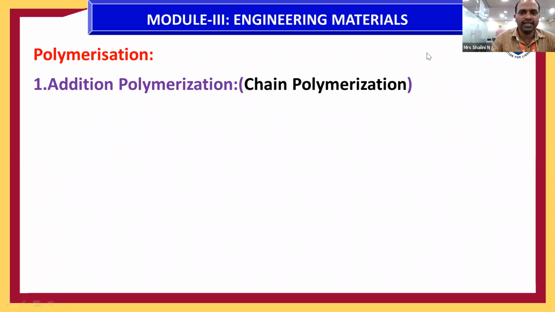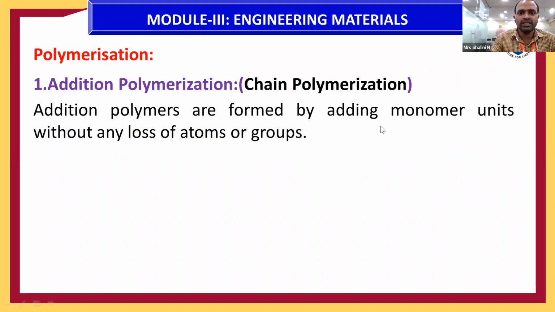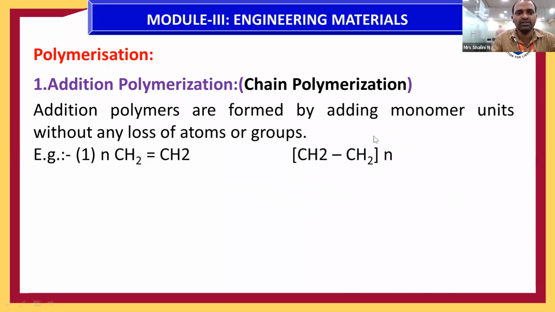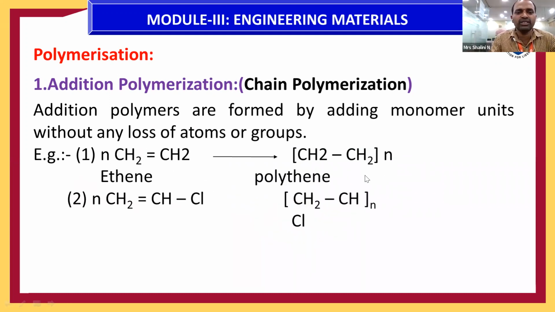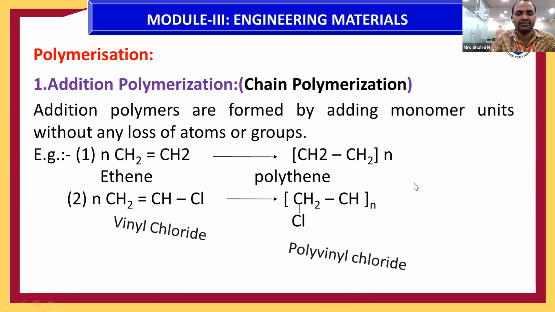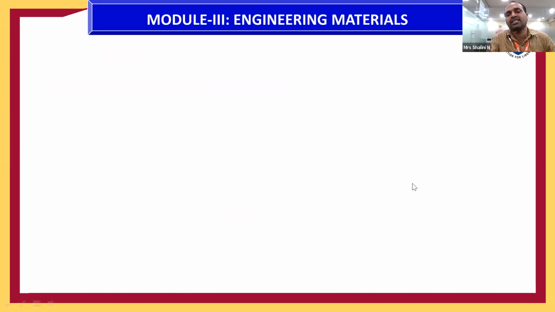I will show the example again. Addition polymers are formed by adding monomers without any loss of atoms. So this is the ethylene molecule. Ethylene forms polythene, and one more is vinyl chloride, CH2 double bond CHCl, which forms polyvinyl chloride. One more example is polystyrene, polyacrylonitrile, etc. This is about addition polymerization.